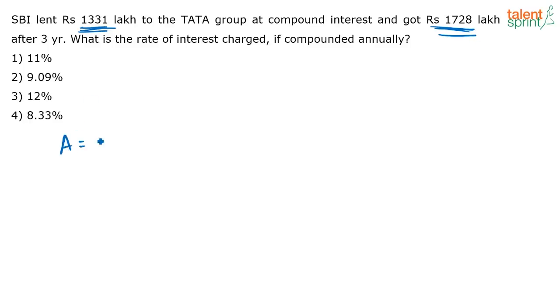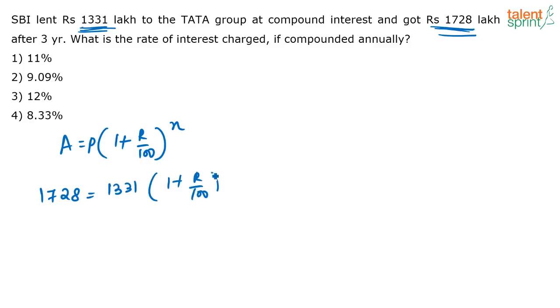The amount that you get after 3 years in compound interest uses this formula, right? P into (1 + R/100) to the power n. So here the amount I get back is 1728 = 1331 into (1 + R/100) to the power 3. Correct? Here, if you see these numbers itself, you should get an idea. Everything is in cube here, correct?